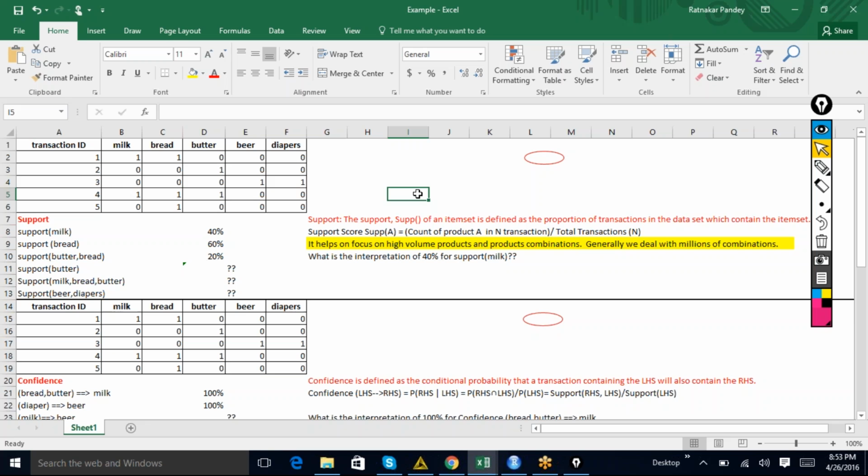Now, who can give me the support for butter very quickly? Support for butter, support for milk, bread and butter, and support for beer and diapers. Let's see who can give me the answers for all three. You can do the calculation at your end, and give me one by one. That's fine.